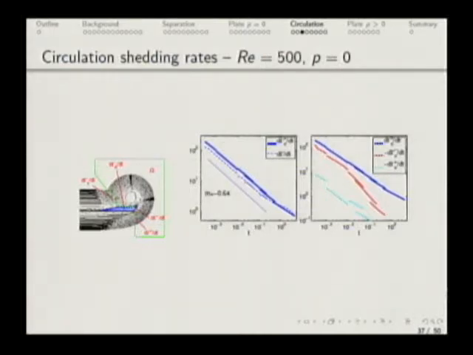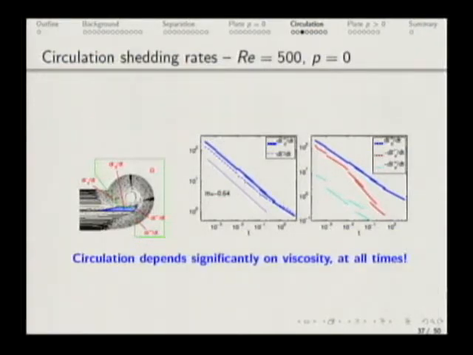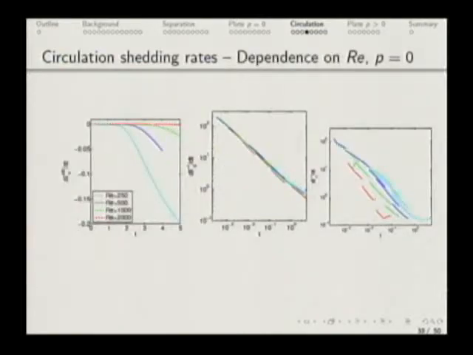So the effect of viscosity is actually quite significant at all times. This goes down to 10 minus 4. So now I want to look at the effect of Reynolds number. Okay, so the circulation depends significantly on viscosity at all times. This is the dependence on Reynolds number. Let's ignore this first one. This is the loss of circulation due to viscosity along the axis, which is tiny at the times I'm considering. But it gives you the legend for the curves.